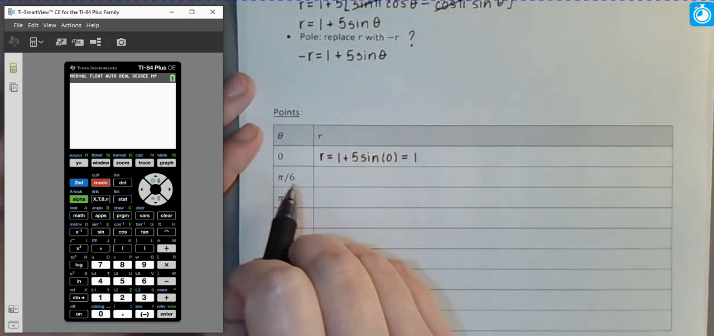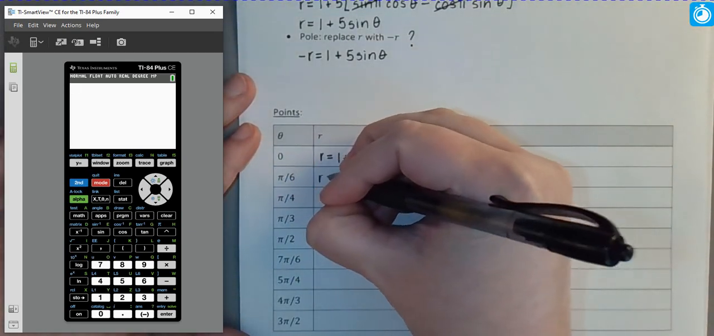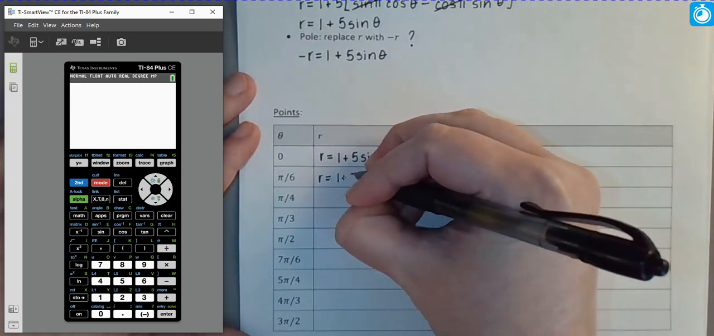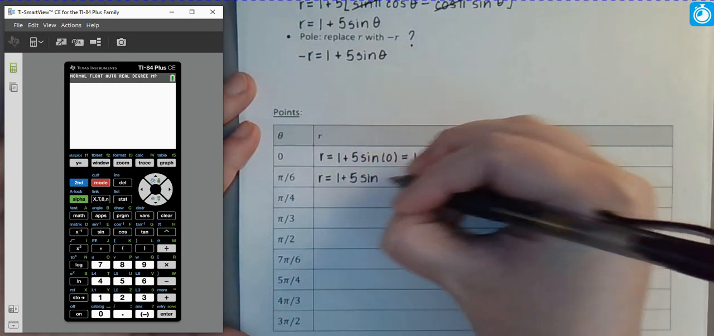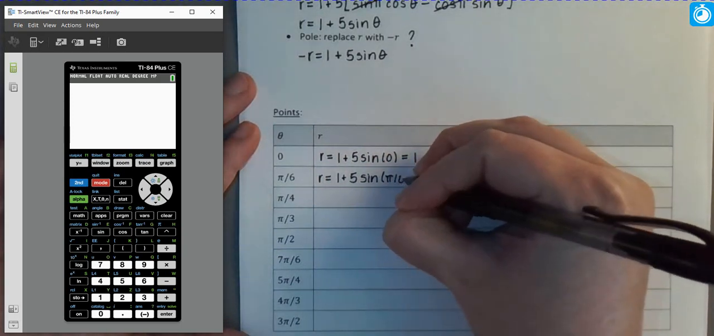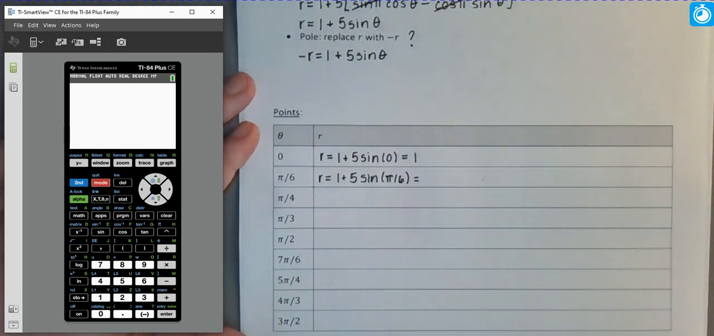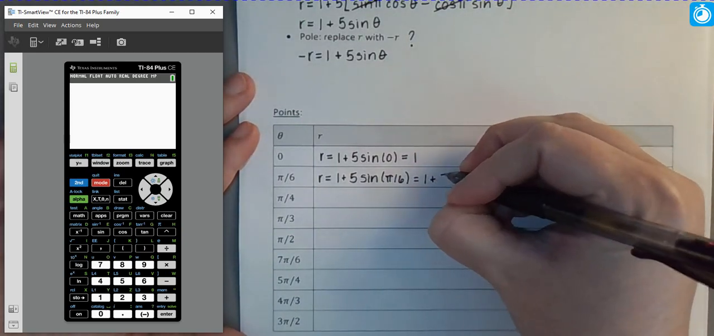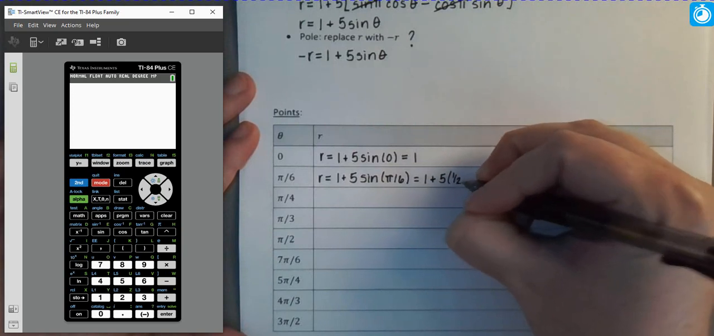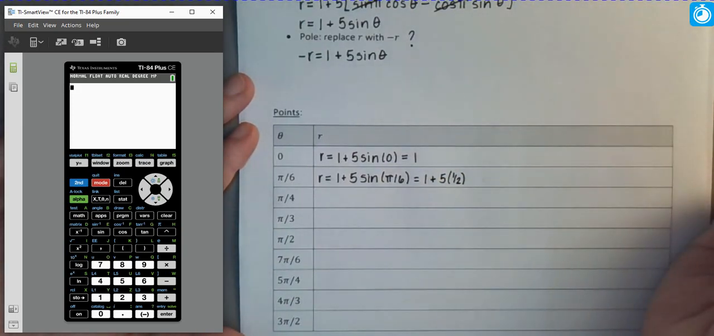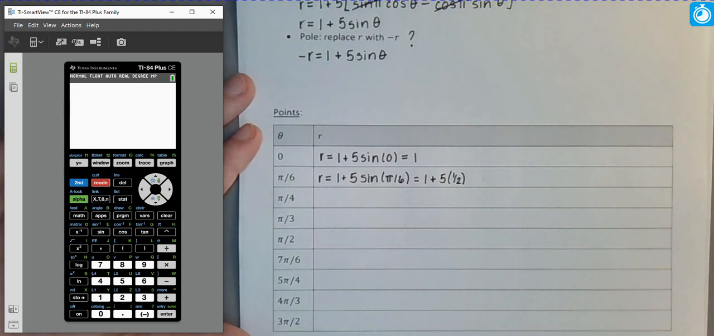Okay, now let's go to theta equals pi over 6. So I'm going to sub that into my equation. So 1 plus 5 times the sine of pi over 6. Okay, now at pi over 6 radians, the sine has a value of 1/2. So this is going to be 1 plus 5 times 1/2. Okay, so 5 times 1/2 is going to be 5 halves, so it's 5 halves plus 1. And of course, if we want, we can do that manually, or we can let the calculator do some of the work for us.